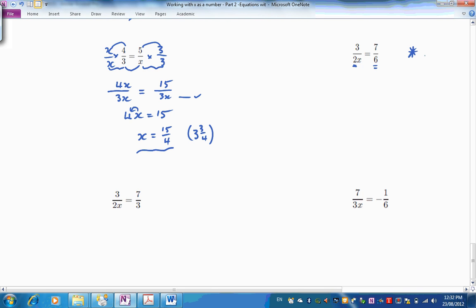2x and 6x. So let's see if we can make the 2 into a 6. Well, we can do that by multiplying top and bottom by 3. That would give us 6x. And if we did the same manoeuvre here with x's, multiplying top and bottom by x, can you spot that we've done this quite neatly?